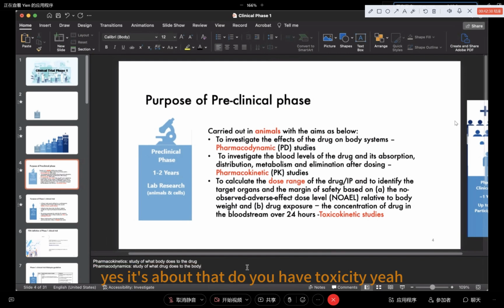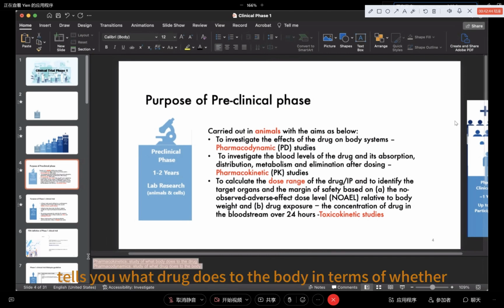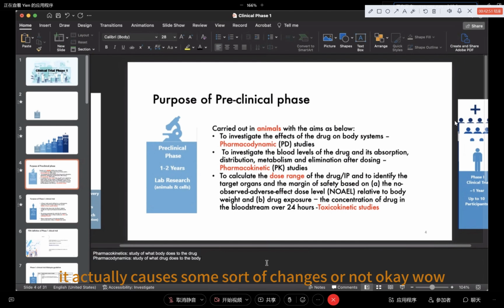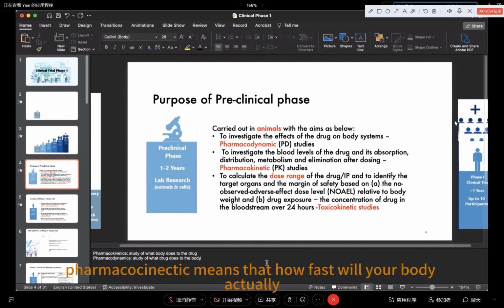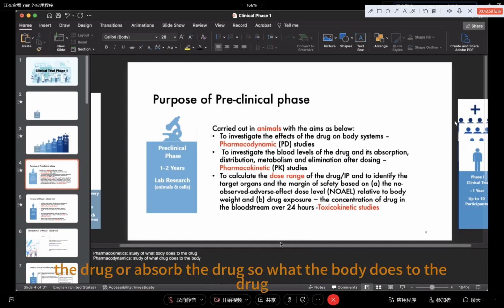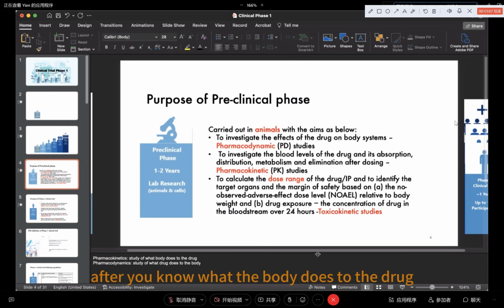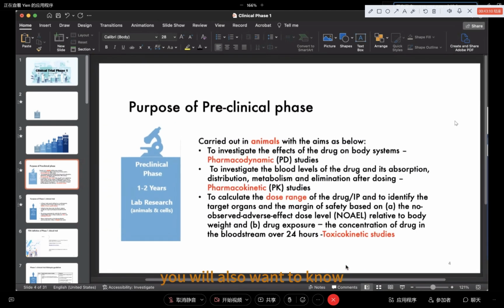Yes. So pharmacodynamics basically tells you what the drug does to the body in terms of whether it actually causes some sort of changes or not. While pharmacokinetic means how fast your body will actually either destroy the drug or absorb the drug. So what the body does to the drug. Okay. Now, after you know what the body does to the drug and what the drug does to the body, you will also want to know whether it's going to be toxic to the body or not. So that is why these 3 key things are important.